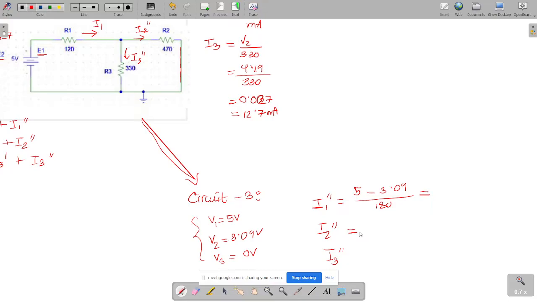15.9 milliampere. Okay, 0.91 milliampere. Okay, now what about I2? It should be 3.09 minus, there is no V3, it is basically 0, so we can just write it as 3.09 divided by R2, which is 470 ohm.